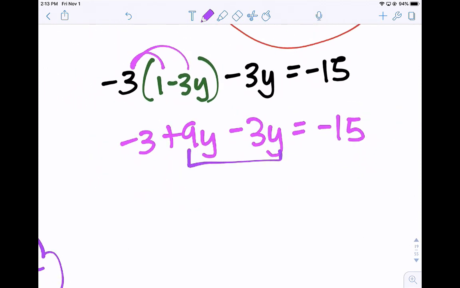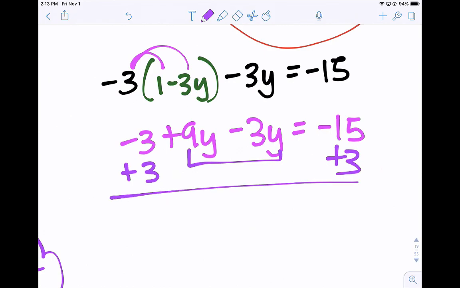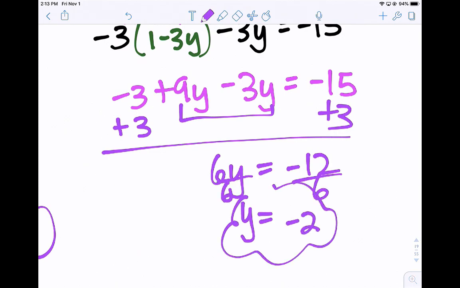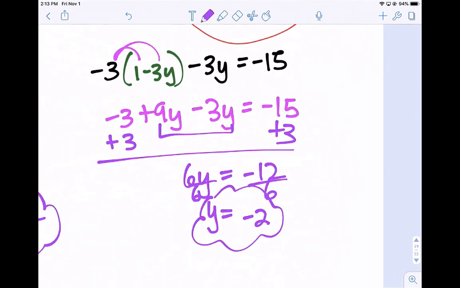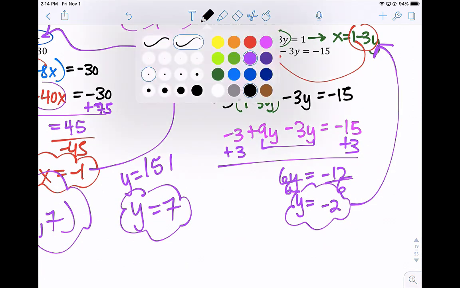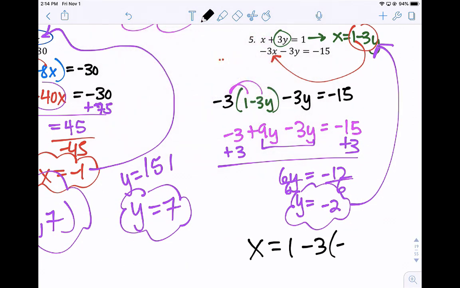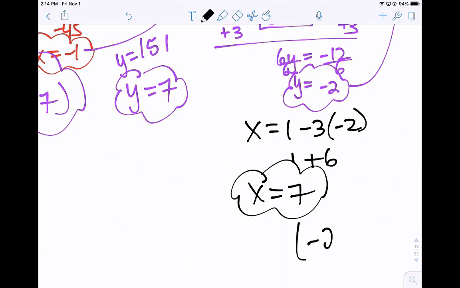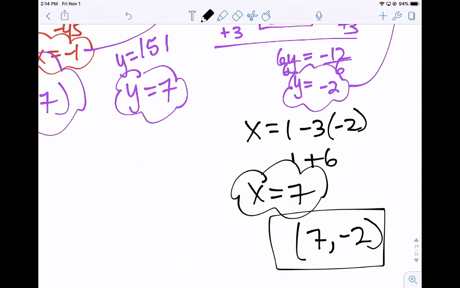Okay, combine like terms, and I'll also add 3 to each side. So we have 9 minus 3, 6y equals negative 12. Divide by 6, so y equals negative 2. Last step, pick an equation to plug into. I'll just plug into this equation right here, plug in for y. So we have x equals 1 minus 3 times negative 2. So this is 1 plus 6, which is 7. So x is 7, and that means that these 2 points cross at, oops, sorry, 7 comes first as x, negative 2. There's your point of intersection.